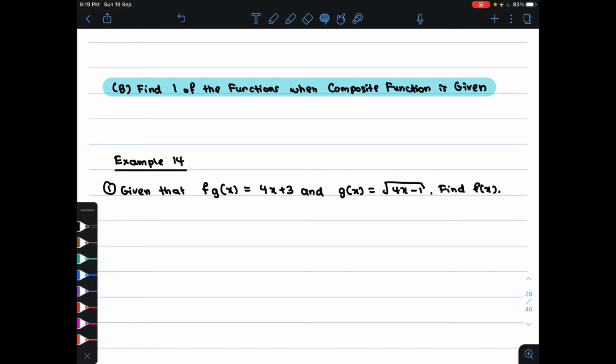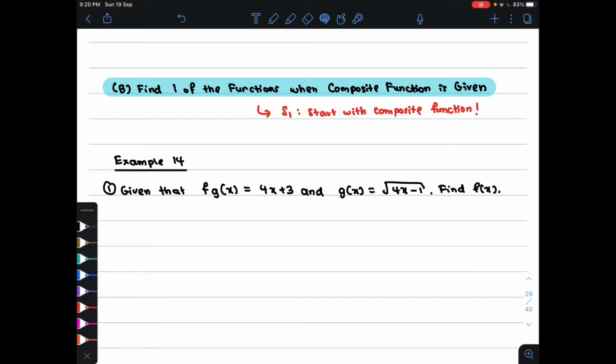The second part of 5.2 is to find one of the functions when the composite function and the other function are given. Basically, you are given a composite function, say fg for example, and then you are also given one of the functions, say you are given fx as well, and then you need to find gx. For this case, there are two steps.